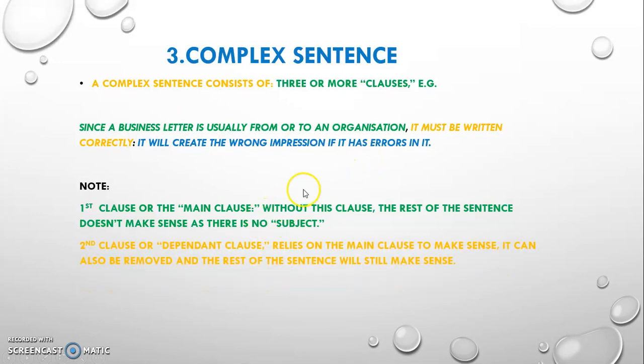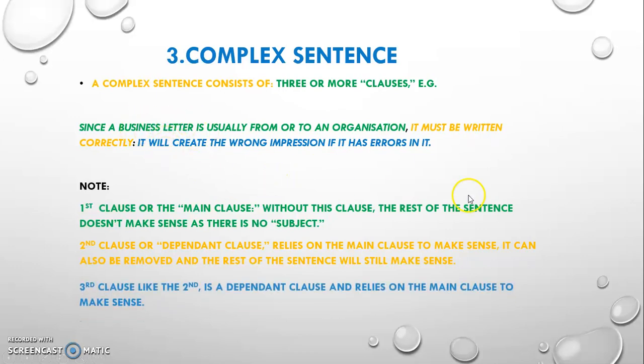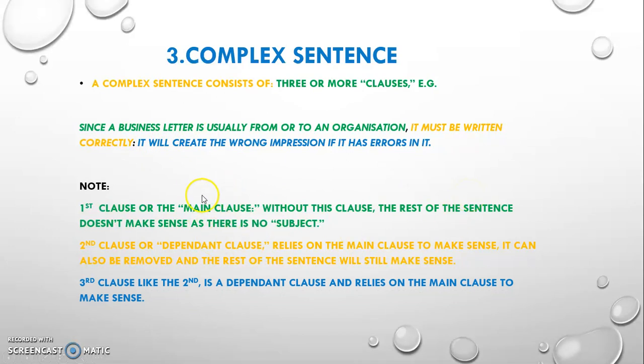The second clause is called a dependent clause. That relies on the main clause to make sense. And like the other part of the sentence, it can be removed and the sentence will still make sense because there's a subject and a verb. And it's the same with the third clause. So you've got the main clause at the very beginning and then two dependent clauses. Now there can be more than three clauses in a sentence. There can be four, it can be five, and it's still a complex sentence. So a complex sentence consists of three or more clauses.